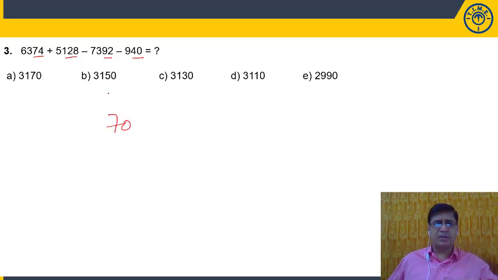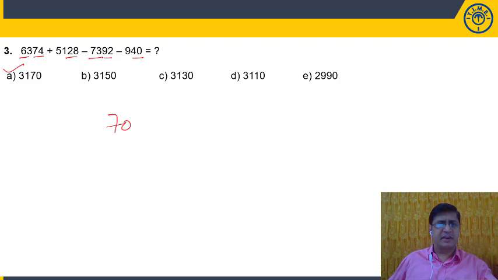In which option do we have 70 as the last two digits? Only option A. So what is the right choice? Option A is the right choice. You need not find out the remaining part. If more than one option has 70 as the last two digits, then we need to find out the remaining part. Here it is not required. Now just let me find out the remaining part. Now what is the remaining part here?